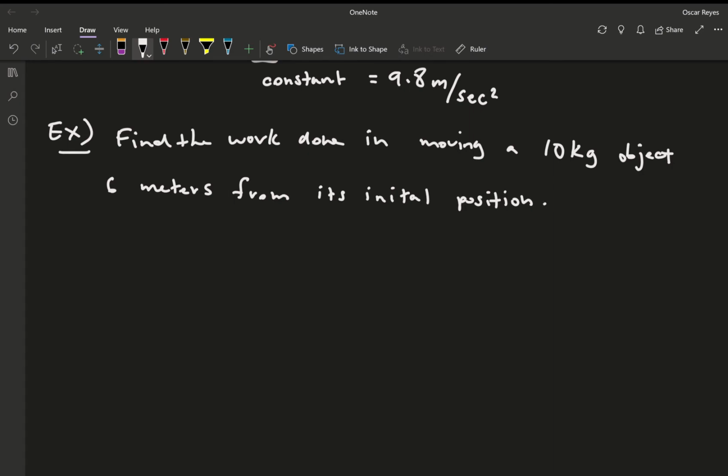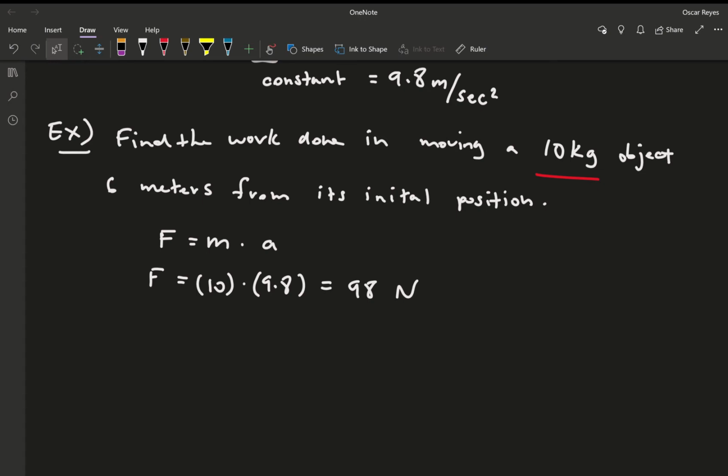Okay, so what we have here is a mass, and we know that force equals mass times acceleration. We know acceleration is a constant, which is 9.8. We multiply that by 10, which is our mass. That should give us what our force is, which is 98 newtons.